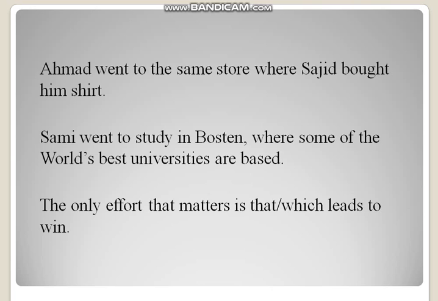Sami went to study in Boston. So here you can see, as the name of a city is already mentioned, we have some extra information. We have added a comma here, where some of the world's best universities are based. So it is giving just extra information, or it is modifying the noun Boston here, while in the previous sentence we didn't know about the store, which store. So that's a defining adjective clause, and here it is a modifying adjective clause.